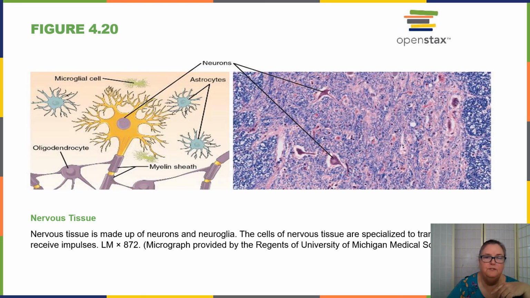There's an example of some of these glial cells, some microglial cells that will be doing cleanup. We've got the oligodendrocyte. We've got the myelin sheath that's going to protect that neuron, the axon of the neuron. And then we've got astrocytes as well. And these we'll talk about more when we get to the nervous system.